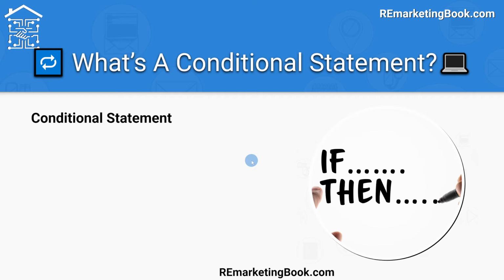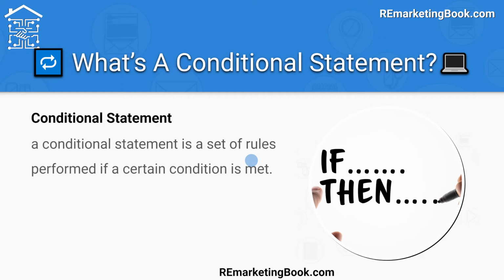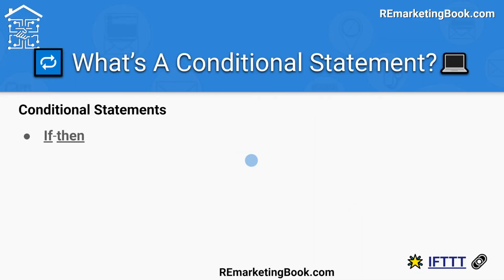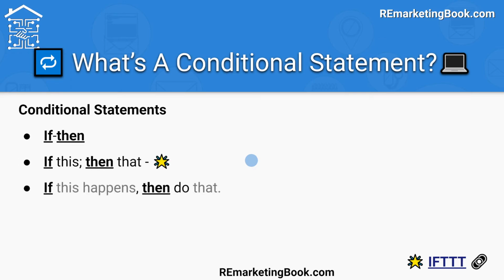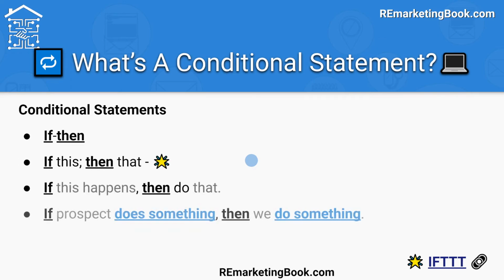All right, so technology, right? We're talking about conditional statements, right? And a conditional statement is, we're talking about computer language now, right? And it sounds scary, but it's not. It can be broken down very logically. So a conditional statement is a set of rules performed if a certain condition is met. Let's simplify it, right? If then. Conditional statements are if then. If this, then that. If this happens, then do that. If a prospect does something, then we do something, right?